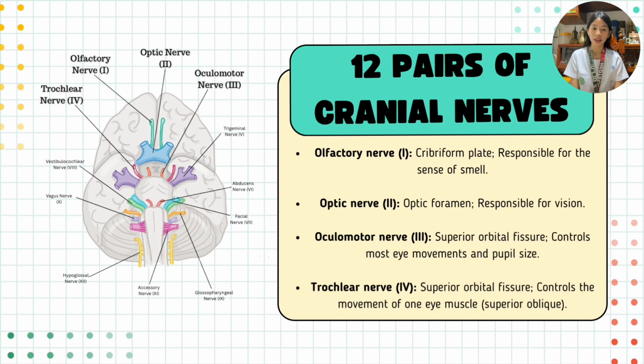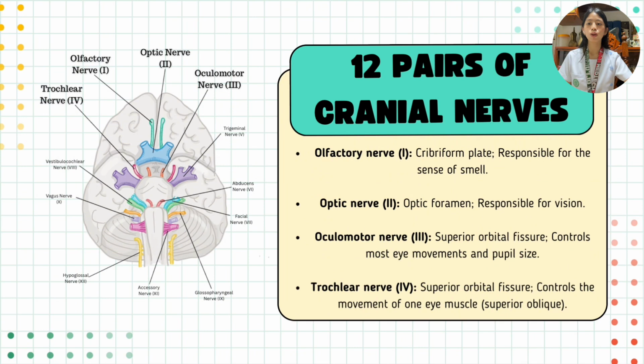It is also located in the superior orbital fissure and controls the movement of one eye muscle. The olfactory nerve goes through the cribriform plate and gives us the sense of smell, like when we recognize the scent of flowers. The optic nerve passes through the optic foramen and allows us to see.